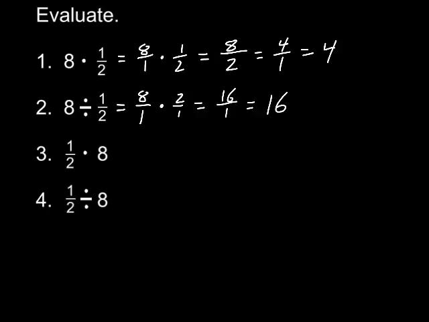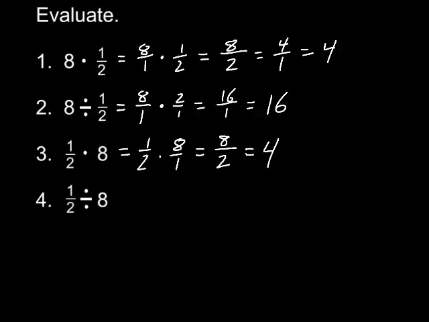Number 3, again, turn the whole number into a fraction. So this is going to be 1/2 times 8 over 1. So go ahead and do that multiplication. 1 times 8 on the top is going to give us 8. 2 times 1 on the bottom gives us 2. 8 over 2, that equals 4 over 1, or 4.